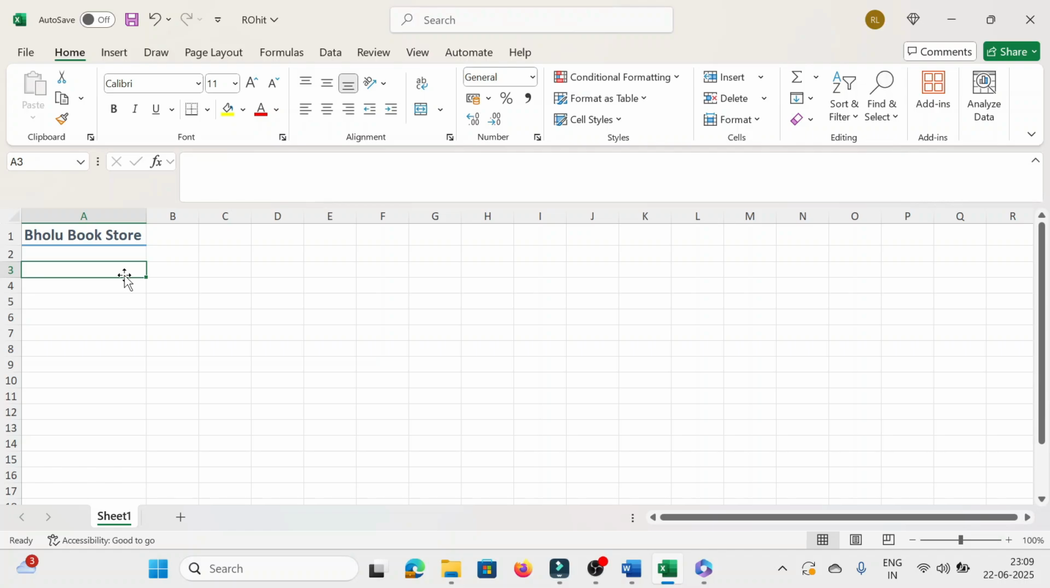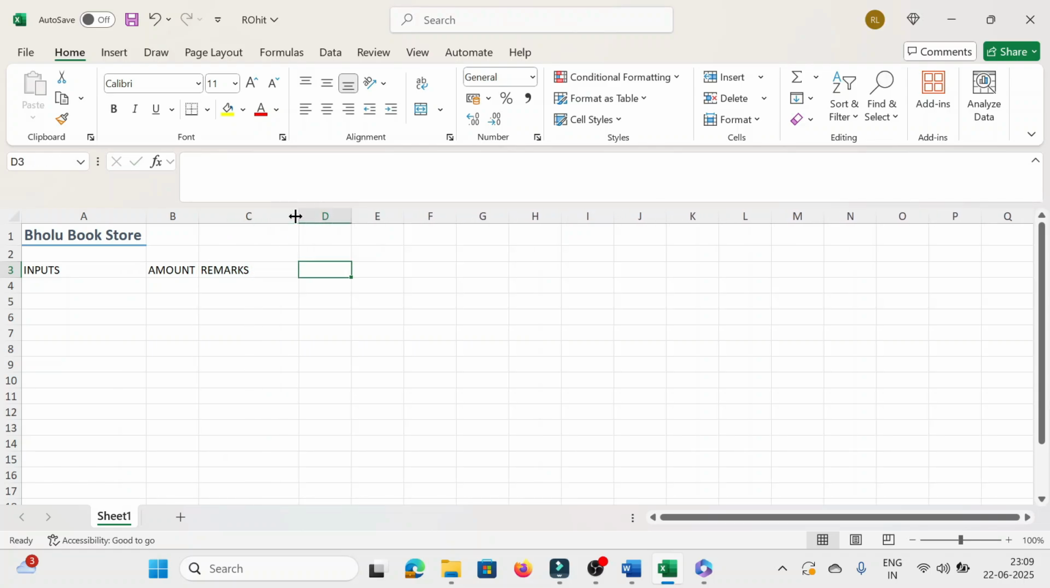So let's start by making a table. The first column would represent inputs or particulars. The second column would be amount. The third column would be your remarks. So one by one, let's see the things and we will try to enter them. First I will bold this and make it centered here.